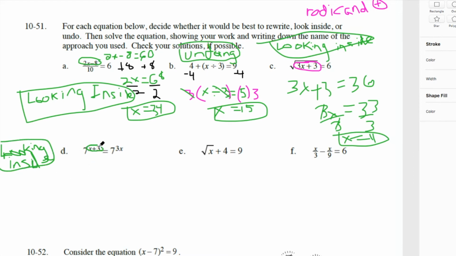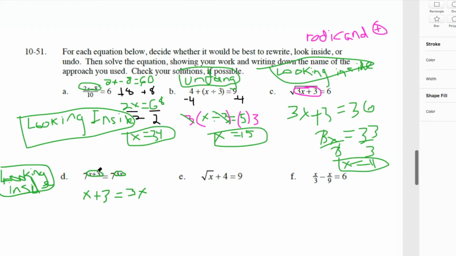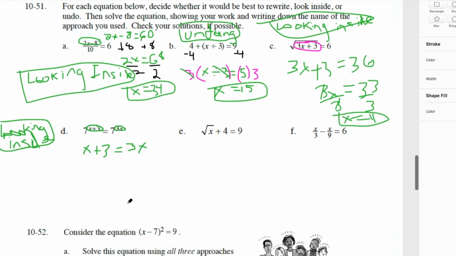It's telling us that these exponents need to ultimately equal the same thing. So we drop the base, and they would have to be the same exponents to make 7 to whatever power over here equal to, well, it's got to be 7 to the same power. So if we drop the base, we would get x plus 3 equal to 3x. I would argue that this represents looking inside, because looking inside says choose a part of the equation that includes the variable, or multiple parts that are all inclusive of all occurrences of the variable, and then we say what it must be equal to. Just looking in this part of the equation, this expression needs to equal this expression. So we've looked inside, and now we can solve this here.